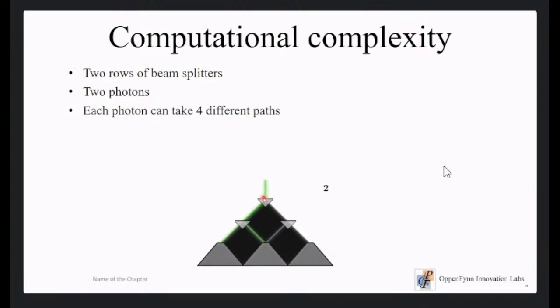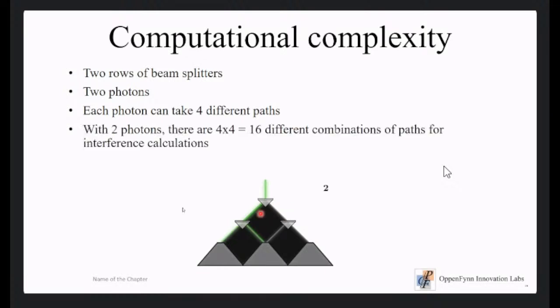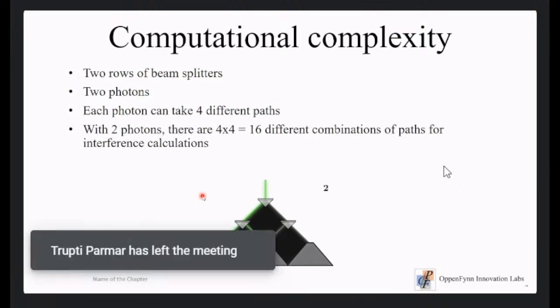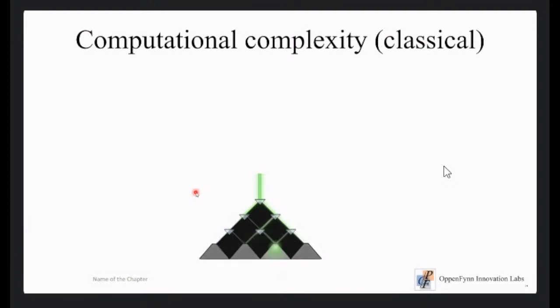It goes here. This is one path. Again, it takes this path. This is the second path it can take, this way, and over here, and this is the third path. It goes down, it comes here, and this is the fourth path it can take. So when you have a two-level beam splitter like this, each photon can take four different paths. If you have two photons, then each one has four paths, and you have 4 into 4, that's 16 different combinations that are possible. Now that's an example of classical computing.